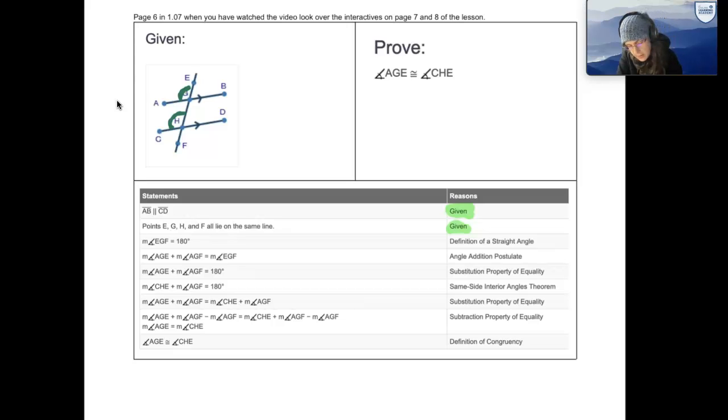So now we're right here with CHE and AGF. Oh, my bad. AGF. Here we go. So these two, right? CHE and AGF. We know that they equal 180 degrees because we know the same side interior angles theorem adds up our supplementary angles. Now, look at that substitution.